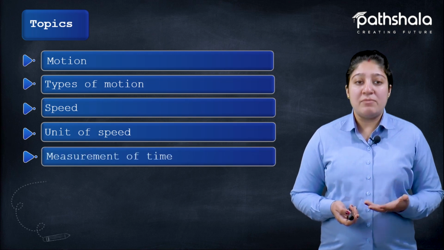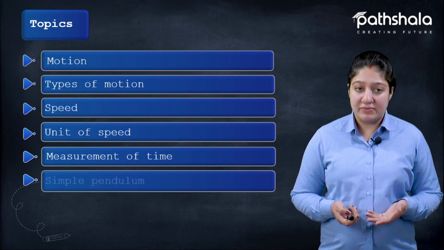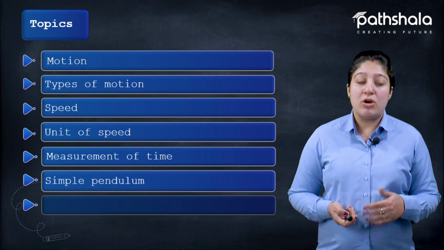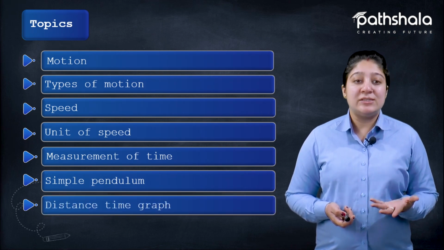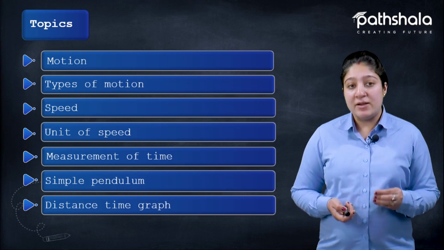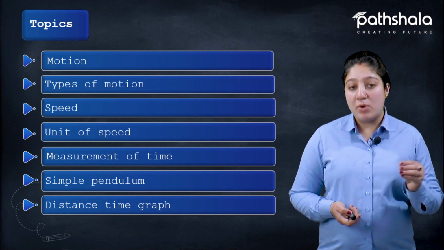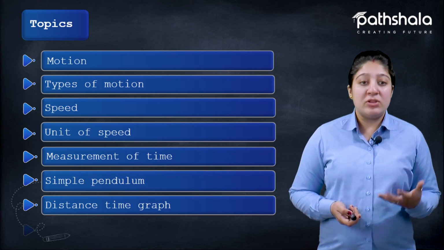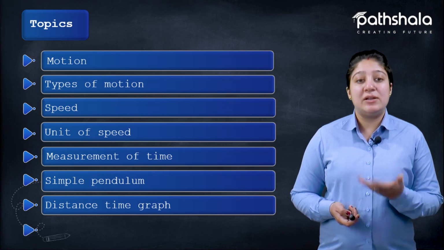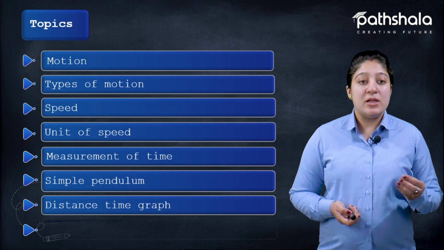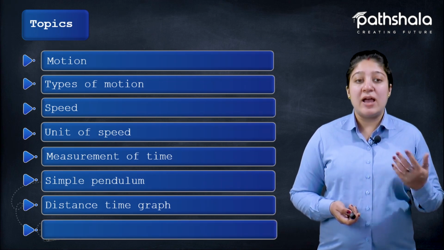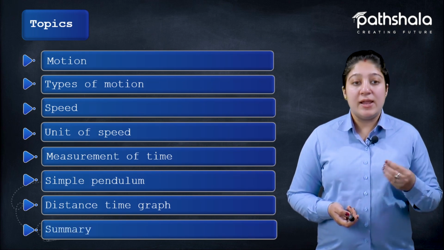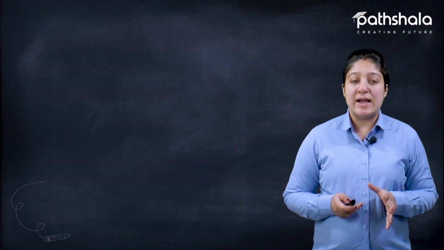Then about how we measure time and what the different units of time are. And then the different devices with the help of which time can be measured. And then we are going to understand a very important graph, that is the distance time graph, like what distance time graphs are and how they are formed by using the data that we have collected. And at last, we are going to have a brief summary of the chapter, like the different topics that we have covered in this chapter in brief. So let's start our chapter.